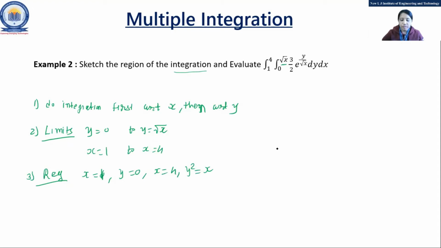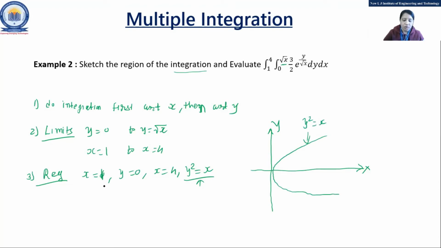So what I'll do now, I'll draw the region on the x and y axes, right? Now you can see that this is the equation of a parabola, y square equal to x. So I'll draw the parabola for that one. The others are y equal to 0, which is drawn already, and now x equal to 1 and x equal to 4.